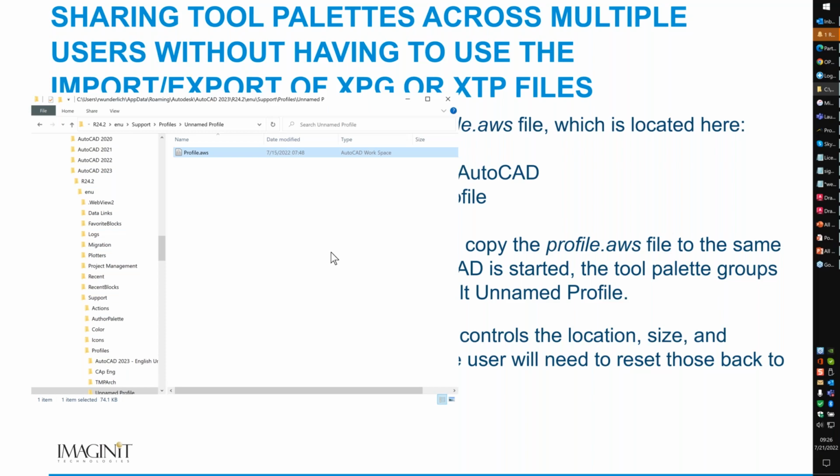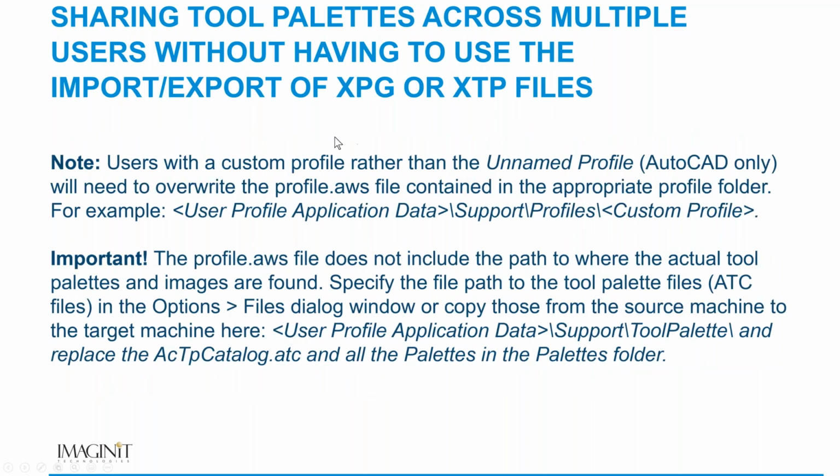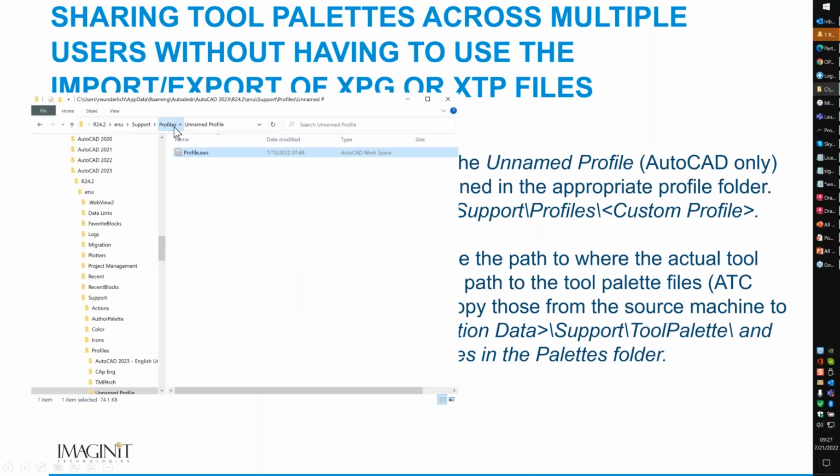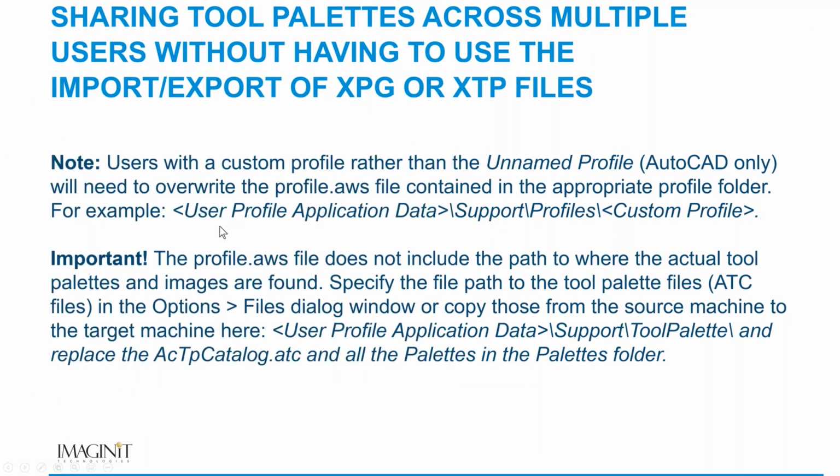When sharing palettes, do the blocks on a palette live in the palette, or is it just a pointer? It's just a pointer, David. So if you've got a standards directory, that's the best place to point it to so that everybody has access. Users with custom profiles rather than unnamed for AutoCAD only will need to overwrite the profile AWS file contained in the appropriate folder. As you saw from here, I have multiple profiles I'm currently working on. The profile AWS file does not include the path to where the actual tool palettes and images are found. You specify the file path to the tool palette files, that's the ATC, in options.